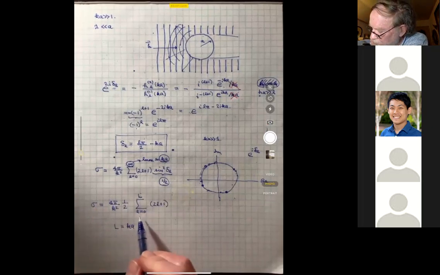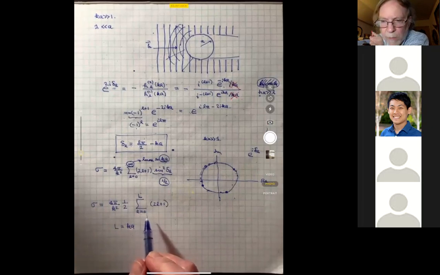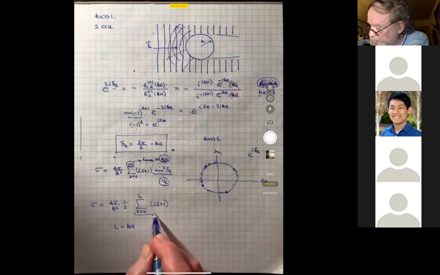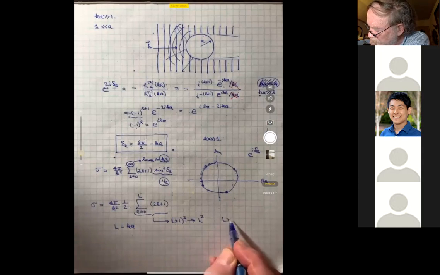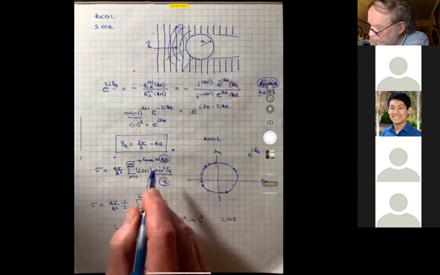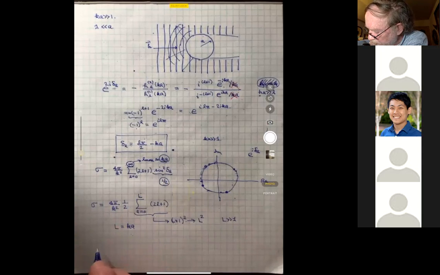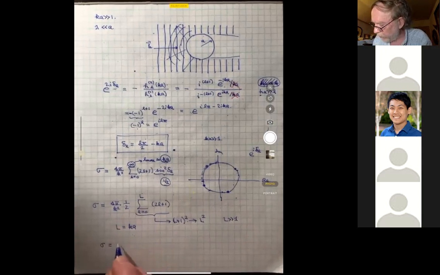Now, what we're really summing here is a sum of odd integers, 1 plus 3 plus 5, and so on. And that sum is equal to the square. So in fact, this sum can be done exactly, and it turns into L plus 1 squared. But L is large, so for simplicity we'll just replace it by L squared, because L is much greater than 1, since L is equal to the same thing as Ka. So doing all that, sigma is then equal to 4 pi over K squared times a half times the quantity Ka squared.